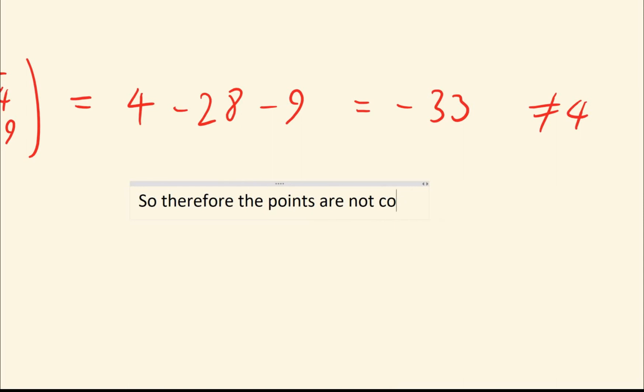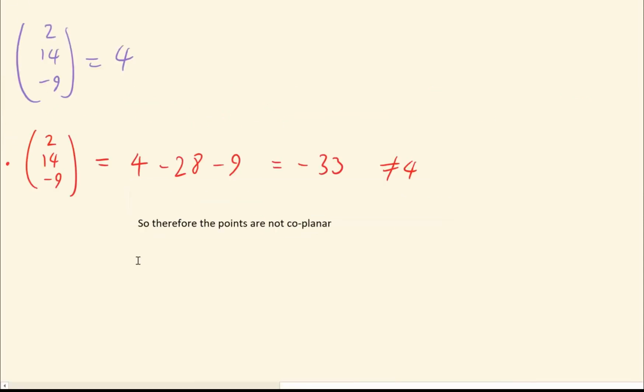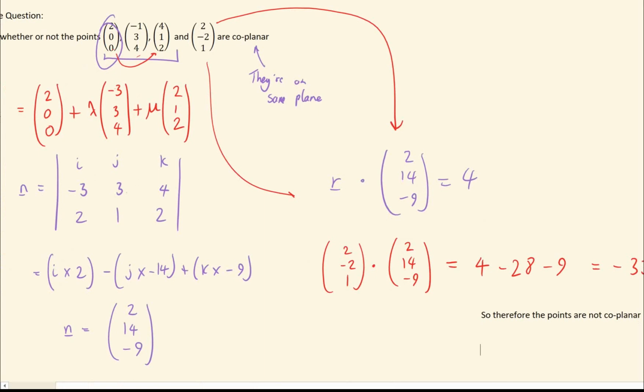And again, that means that all 4 points are not on the same plane. For this method, it doesn't matter which 3 points you pick first to make a plane. All you're going to check is whether or not that 4th point is on the same plane. And that's your definition for coplanar.